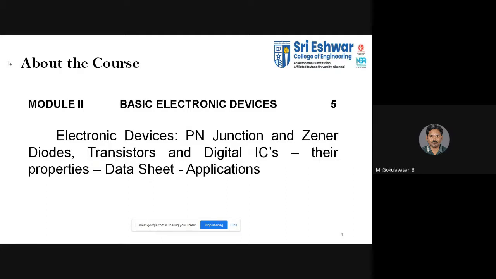About the course, module 2 is very simple, as I said. Basic electronic devices will be allocated 5 hours, but 5 hours is not required. We are now sitting in the 6th hour of the class. First hour we had the introduction of the course. Second hour we completed resistor. Third hour we completed capacitor. Fourth hour we saw two devices, sensors and switches. And fifth hour, last week, we had relays, multimeters, and soldering. So today is the 6th hour, and we will be completing PN junction and Zener diodes, their properties, data sheet, or I can say specifications, and applications.